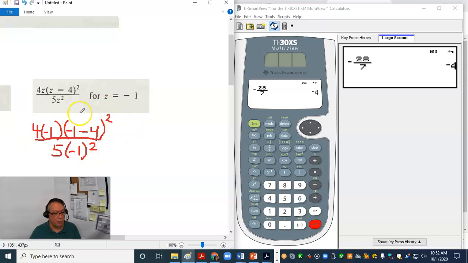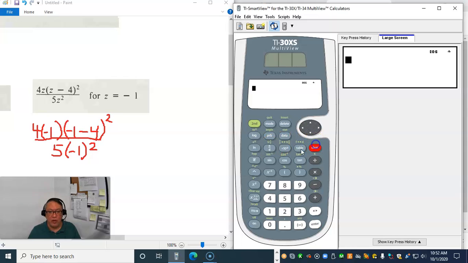Now I have something I can put in the calculator, and I have to stop thinking, right, and just put it in the calculator. All right, how do I put all this in the calculator? It's a fraction bar, so I'm going to start with the fraction by hitting the fraction key. All right, and I'm going to put the top expression in. 4 parentheses, negative 1, close parentheses, parentheses, negative 1, subtract 4, parentheses. How do I get that 2 up in the air?